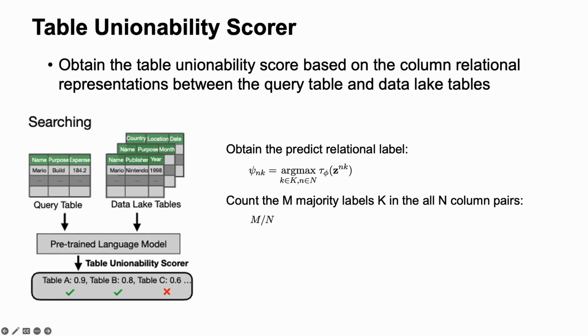Specifically, instead of computing the similarity between two column embeddings, such as a cosine similarity score, we leverage the classifier to predict the class, which represents a hidden unionable semantics. The score is computed by dividing M, which is the count of the majority class, by N, which is the number of column pairs between the two tables.